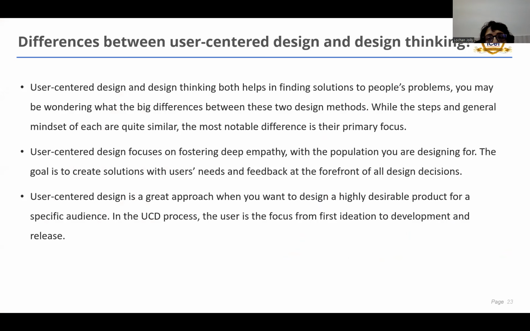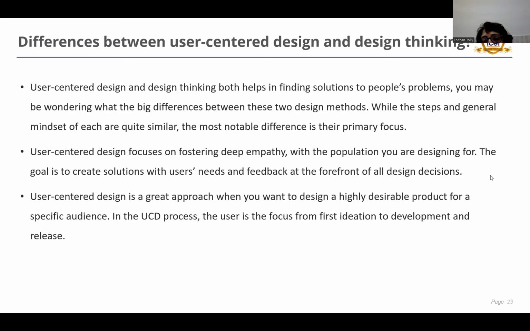Then what are the differences between user-centered and design thinking? User-centered design and design thinking both find solutions to people's problems, and the mindset is generally similar, but the primary focus may not be the same. User-centered design focuses on fostering empathy with the population you are designing for, and the goal is to create a solution with the user's needs and feedback in the forefront.